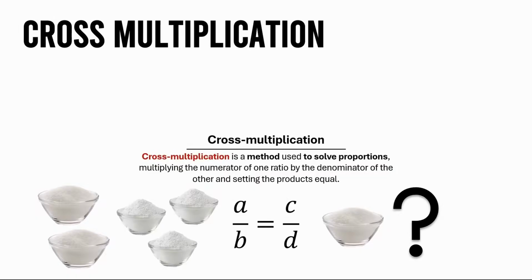Cross multiplication. Cross multiplication is a method used to solve proportions, multiplying the numerator of one ratio by the denominator of the other and setting the products equal. So we want to multiply A times D and B times C. So what we need to do to find out the number of cups of flour is cross multiplication. Multiply 2 and x together and 1 and 3 together.